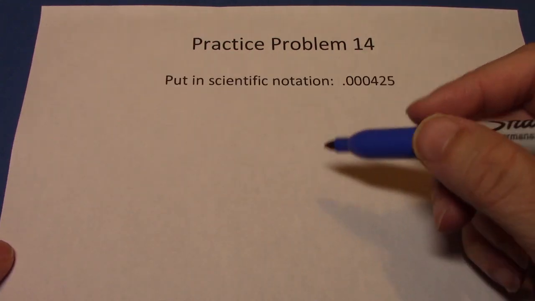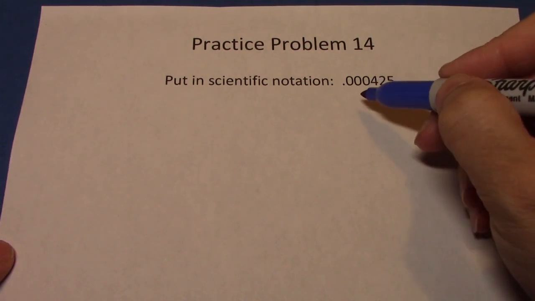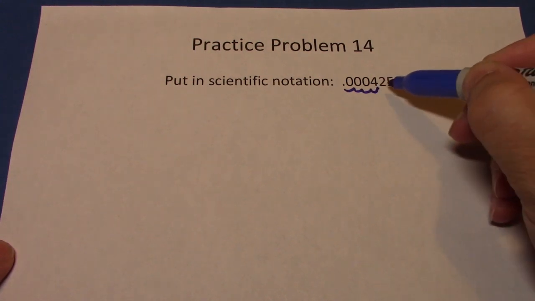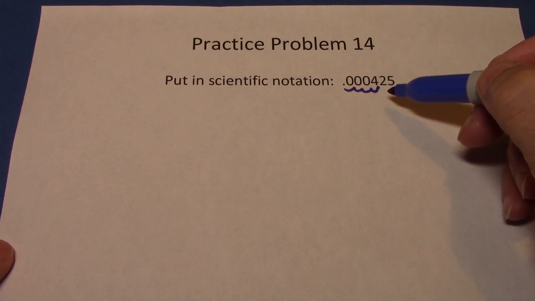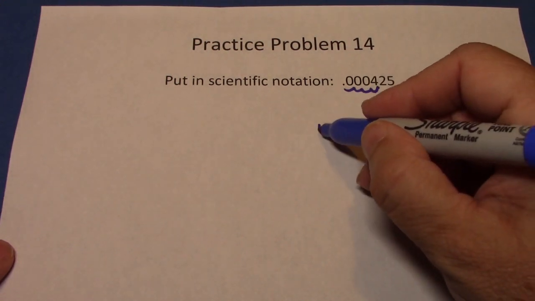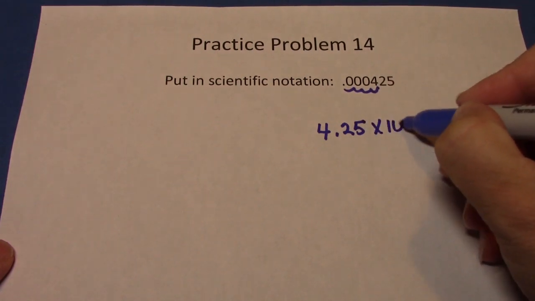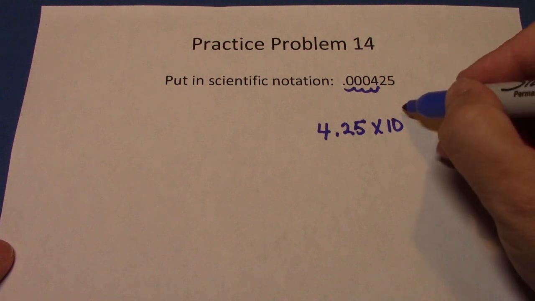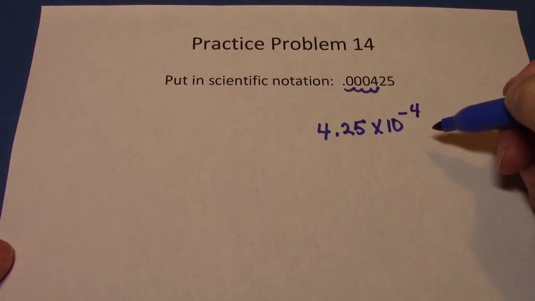Problem number 14 asks us to put this decimal into scientific notation. We want to move the decimal point until the base is greater than 1 but less than 10. So we have 4.25 as our base times 10, and we moved the decimal, let's see, 1, 2, 3, 4 places to the right. That would be a negative 4.